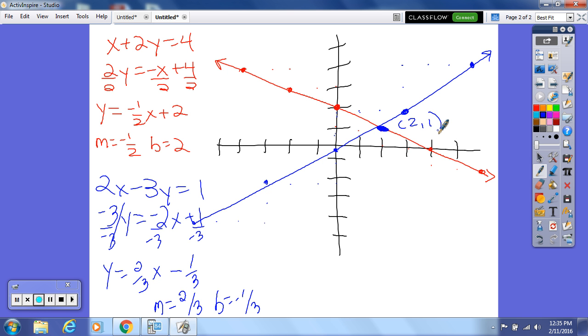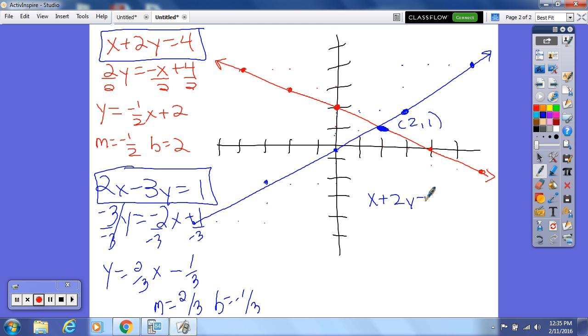How could we check that? We didn't talk about this the other day. If I have this point and I have these two equations, what could I do to check that answer? Could I plug x and y in there? Yeah, that's probably what you should do if you ever have a question. So I've got x plus 2y equals 4. Well, x is 2, y is 1. Does 2 plus 2 times 1 equal 4?